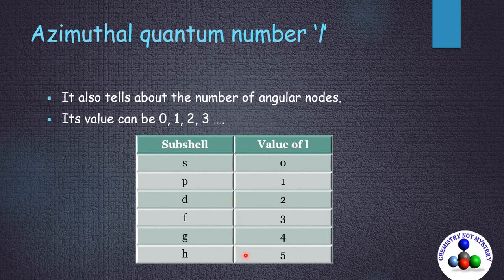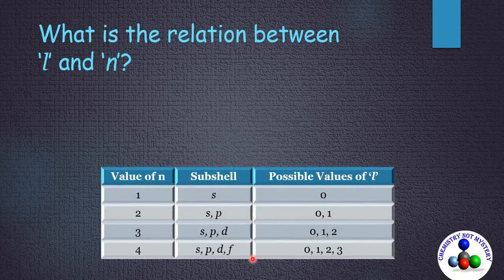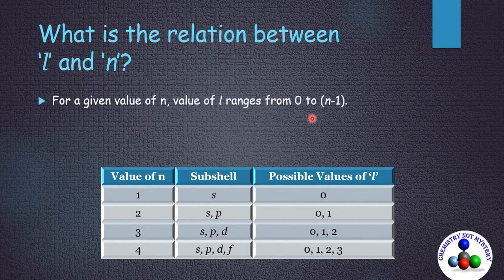So how is the azimuthal quantum number related to the principal quantum number? For a given value of n, the value of l ranges from 0 to n minus 1. Let's check it. For n equal to 1, that means the first orbit, there is only the s subshell, and the value of the azimuthal quantum number for s is 0. If n is equal to 2, that means the second orbit, there are s and p subshells. The value of l for s is 0 and for p it's 1.